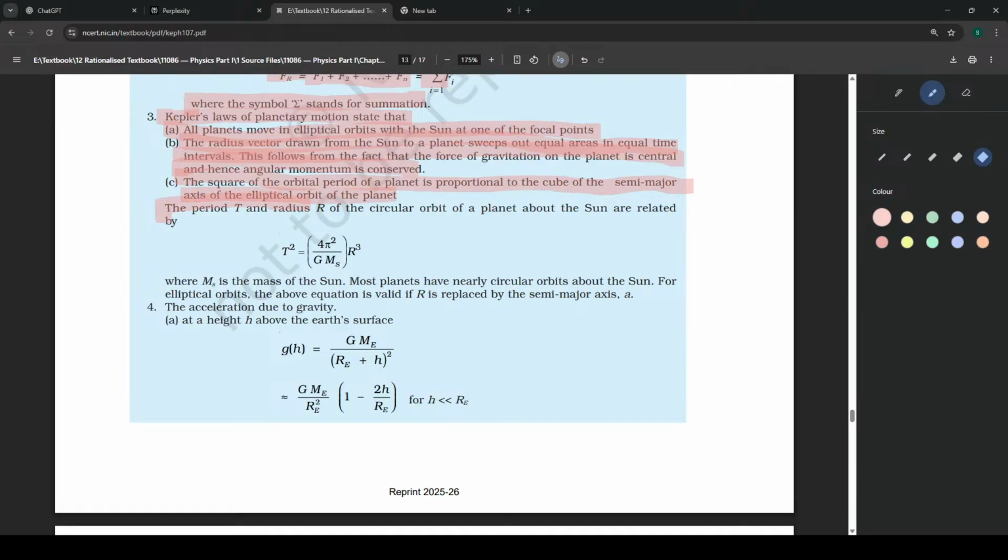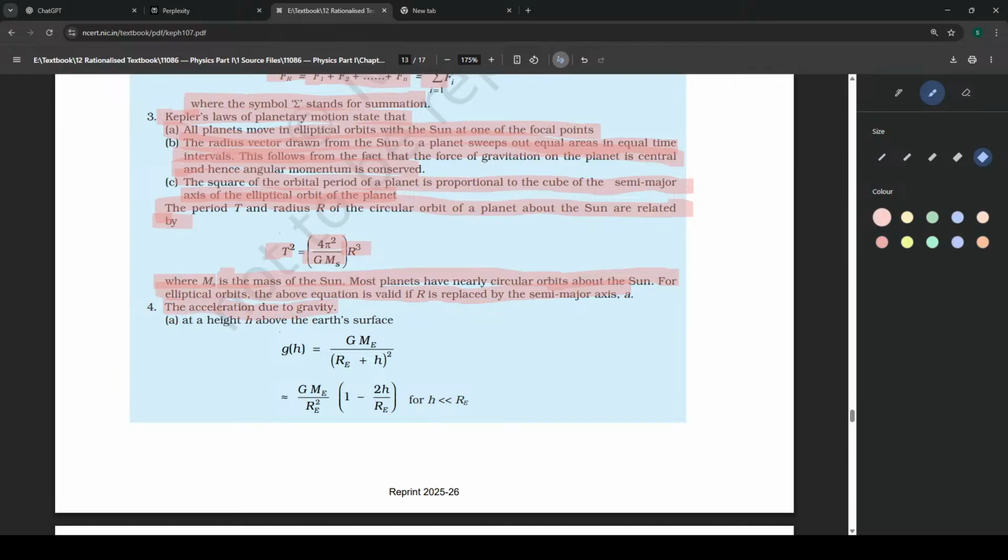The period T and the radius r of the circular orbit of the planet about the sun are related by T square equals 4 pi square by G Ms times r cube. This is the relation we derived at the last, but they gave it in Kepler's law here, where this is the k value, where Ms is the mass of the sun. Most of the planets have nearly circular orbits about the sun except Mercury and Mars. For elliptical orbits, the above equation is valid if r is replaced by the semi-major axis, that is a.